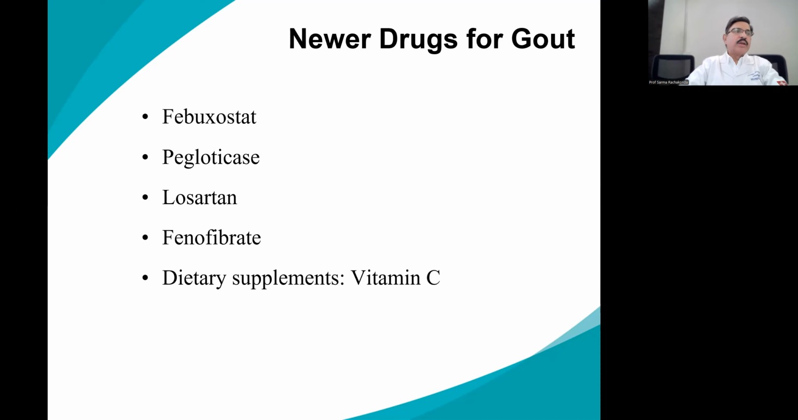What are the newer drugs for gout? Febuxostat, of course, is one newer drug, and then benzbromarone, I already told you. Pegloticase is another drug. Losartan, an antihypertensive drug, is known to have a positive effect on this. Likewise, fenofibrate, an anti-lipid drug, is also used. Suppose a patient is having dyslipidemia and hyperuricemia, fenofibrate. Hypertension and hyperuricemia, losartan can be added with advantage. And vitamin C supplementation can help.